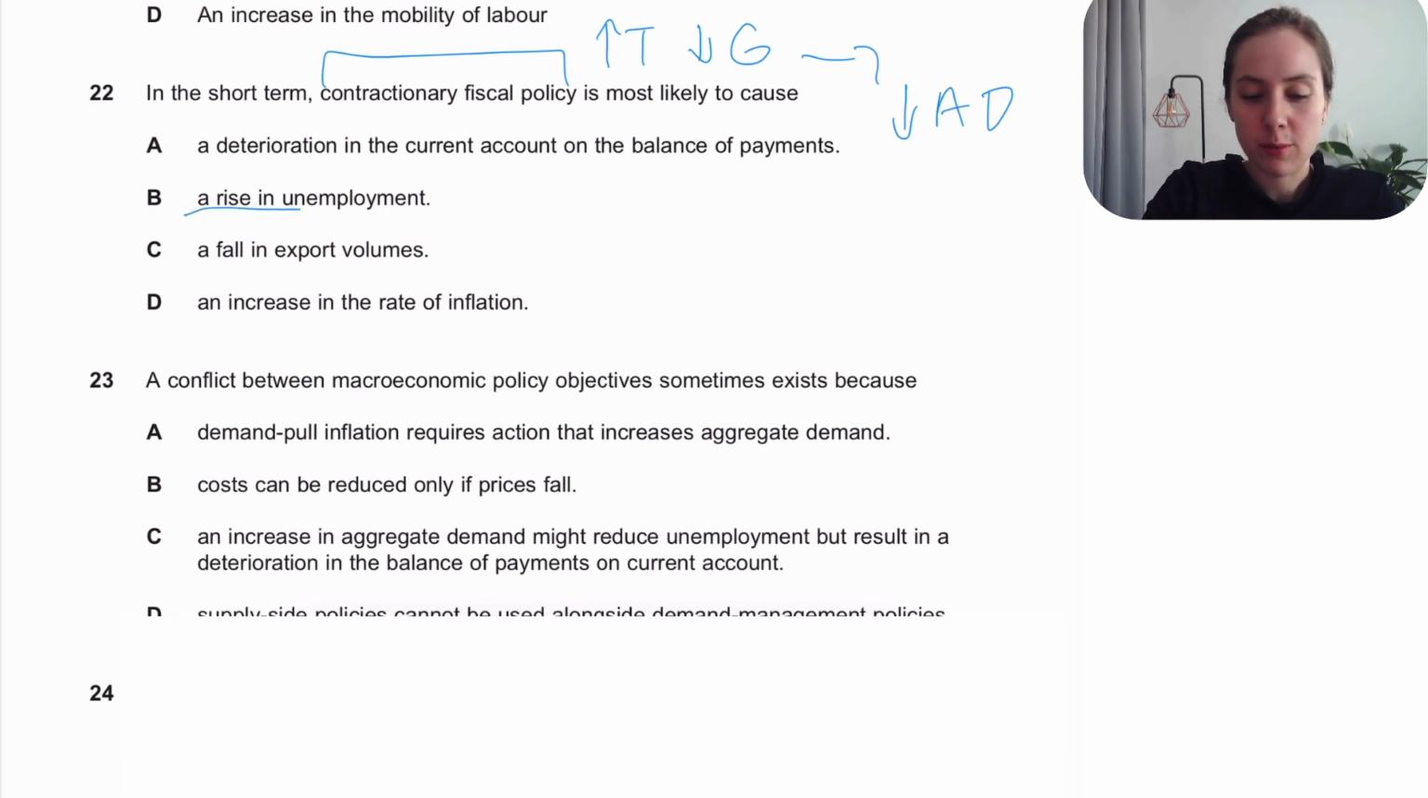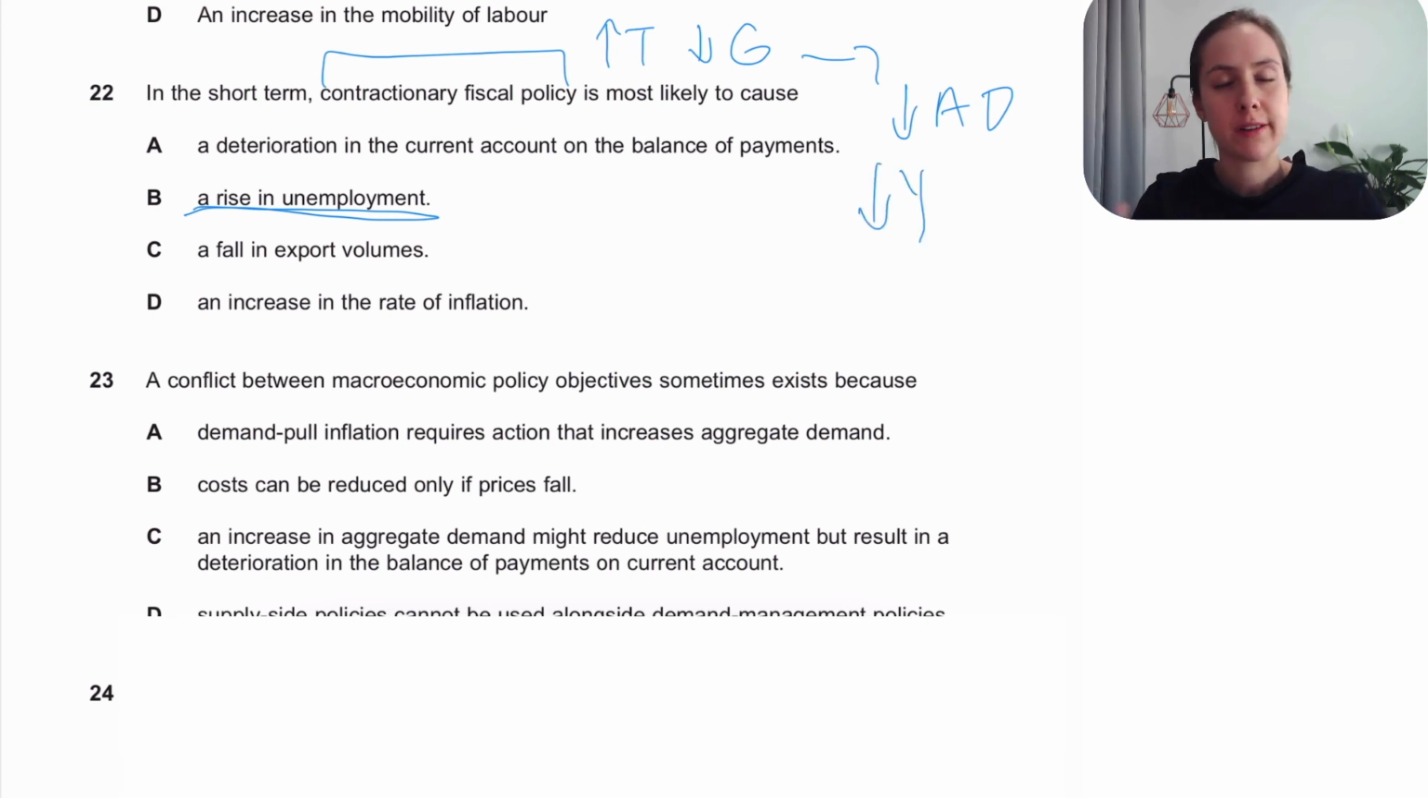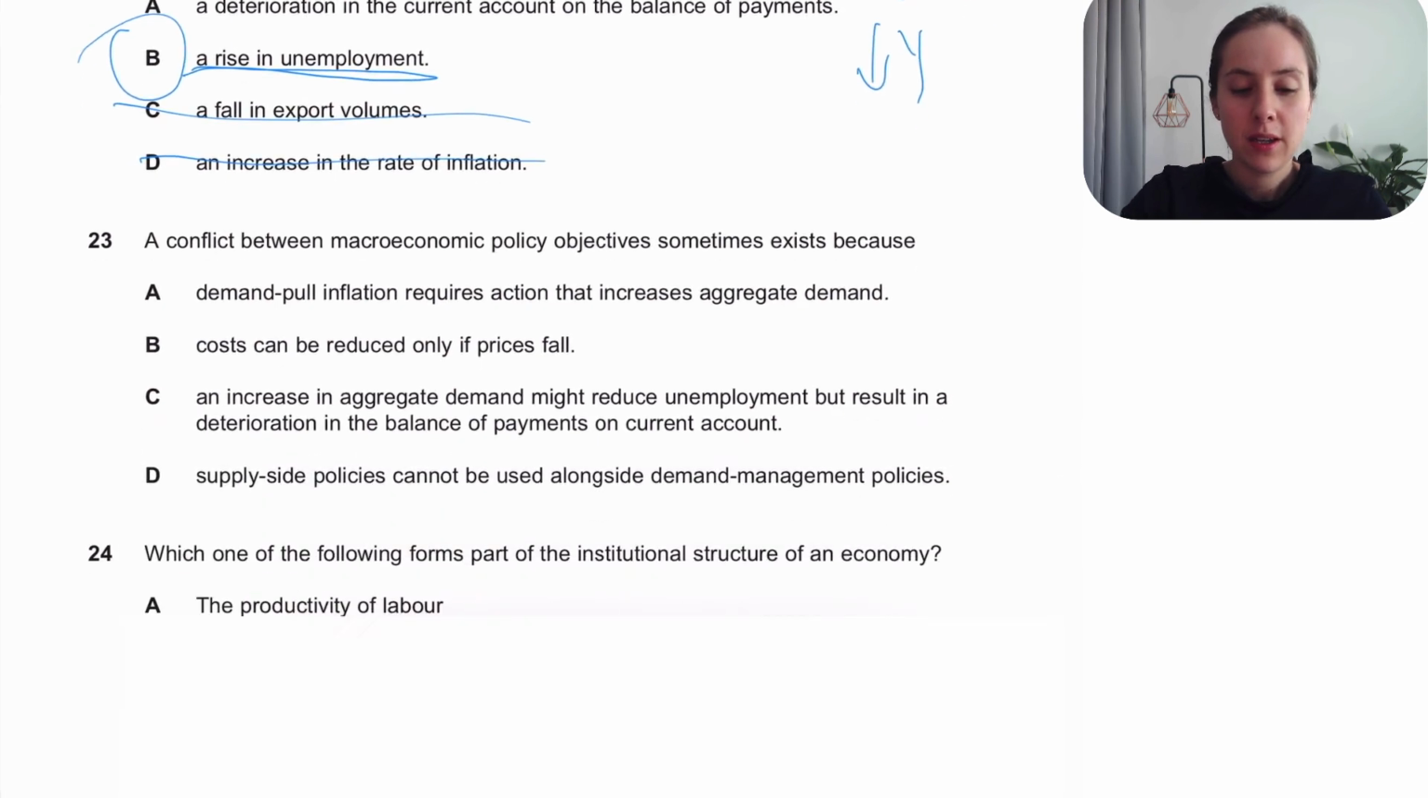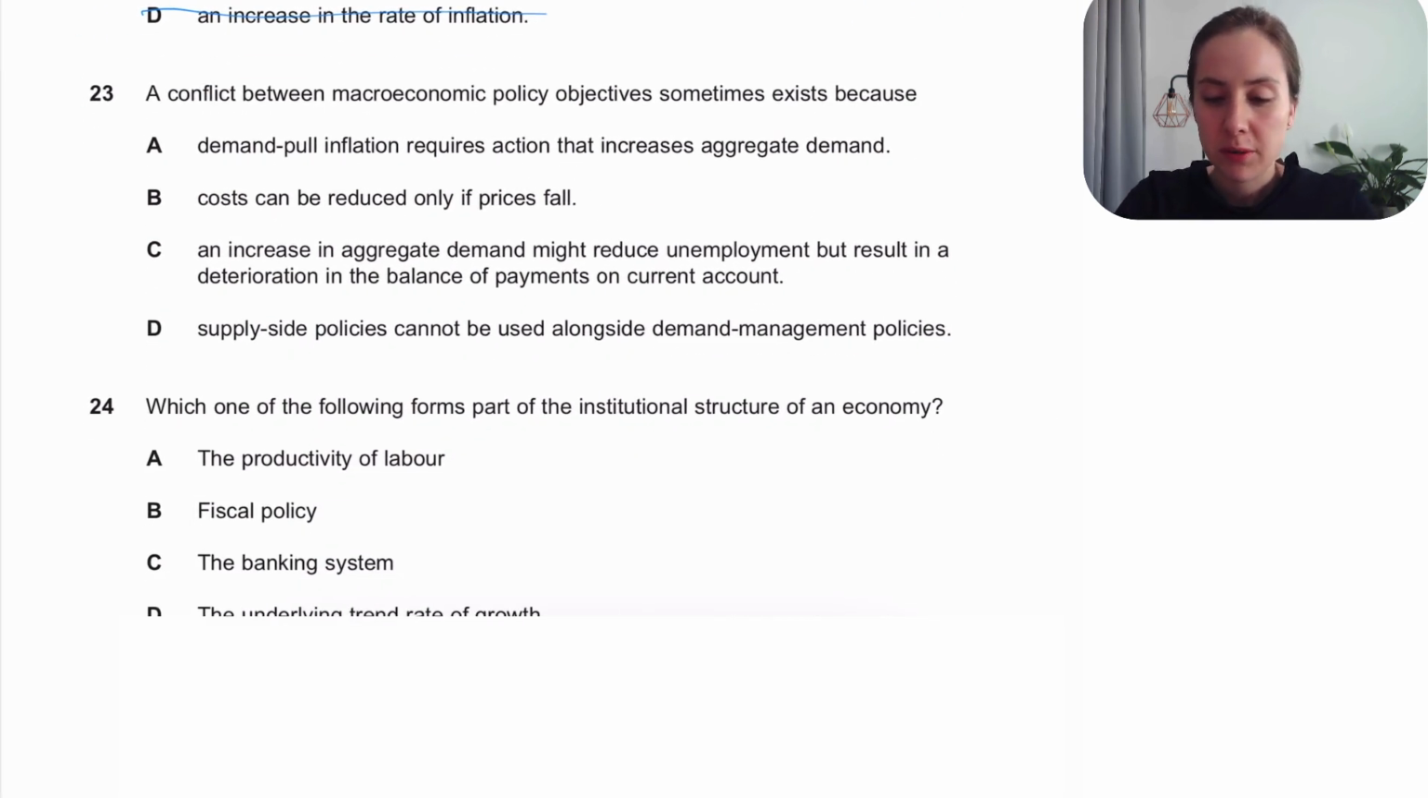Should cause unemployment, right? Because if you decrease AD, you will have less output, so you require fewer people to work. Decrease in inflation for sure. A fall in export volumes, I don't think that's related. I'm going for B.